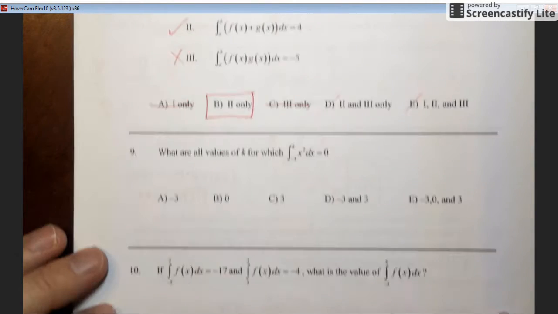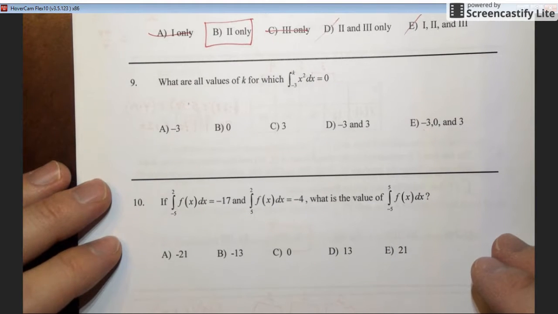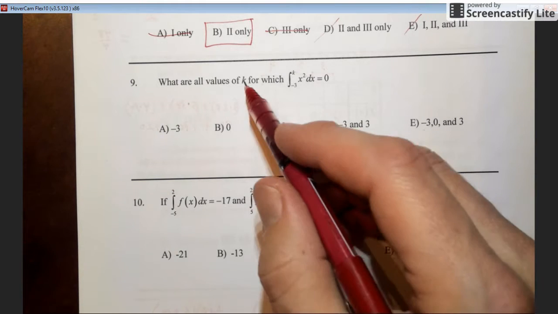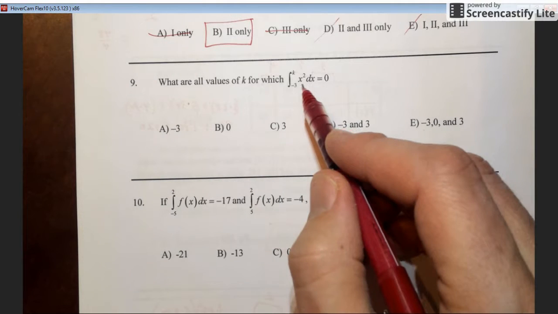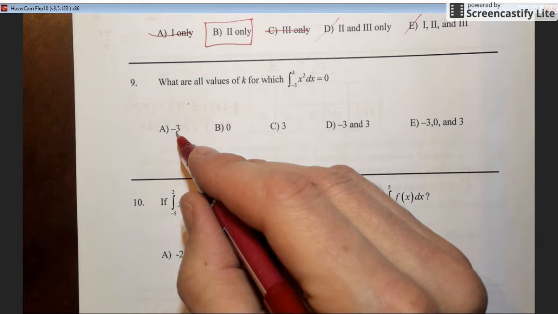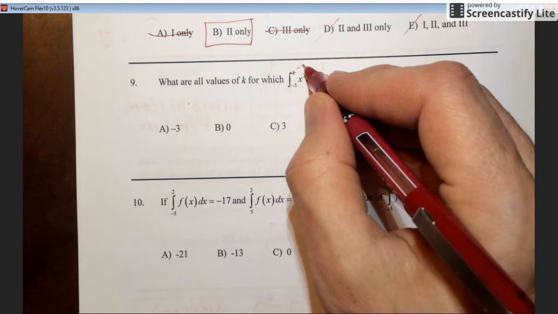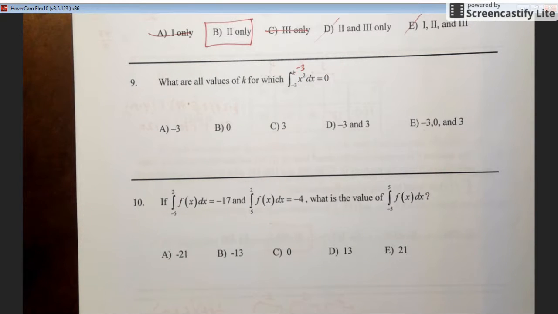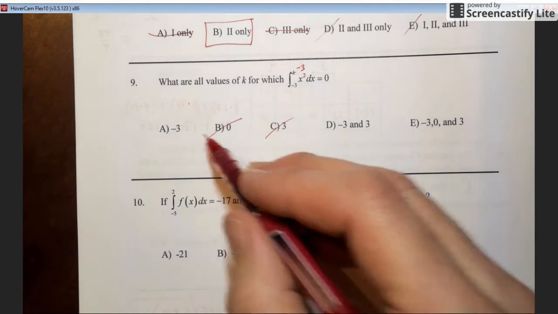All right, problem number 9. This one's as easy as it seems. We want the values for k for which this definite integral will be equal to 0. And yes, if k is equal to -3, that is definitely true. So -3 has to be in the answer. That knocks out 0 and that knocks out 3. So we got these 3 options right here.